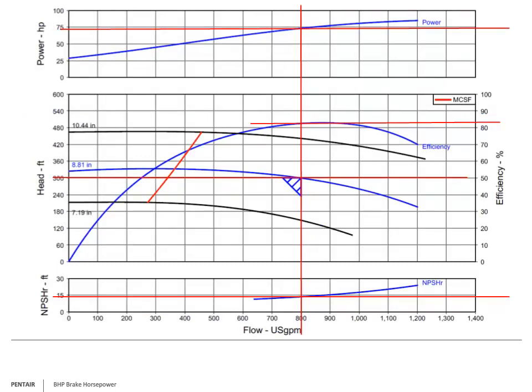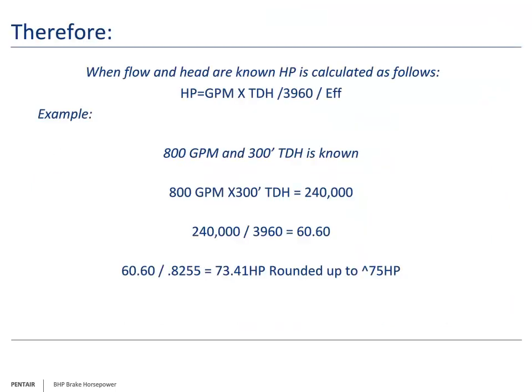Now let's prove the results. Going to the sizing program and inputting the gallons per minute and total dynamic head, we see we are in fact pretty spot on. Digging into the output a little deeper, we find the efficiency is in fact 82.55%. Going back to the formula now, using the 82.55%, we see the horsepower needed is 73.41 horsepower, which still rounds up to a 75 horsepower motor.